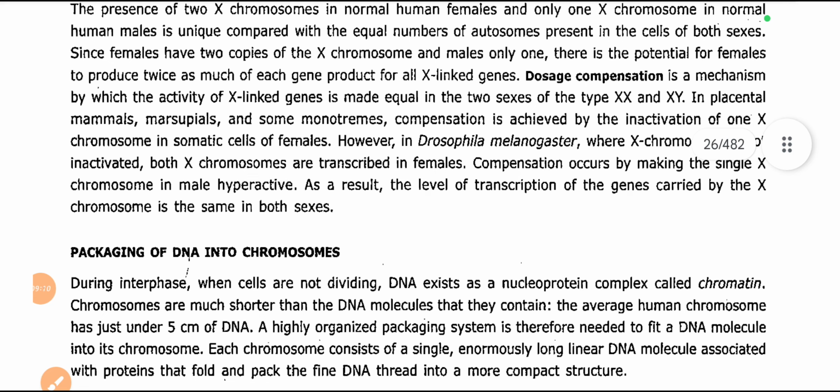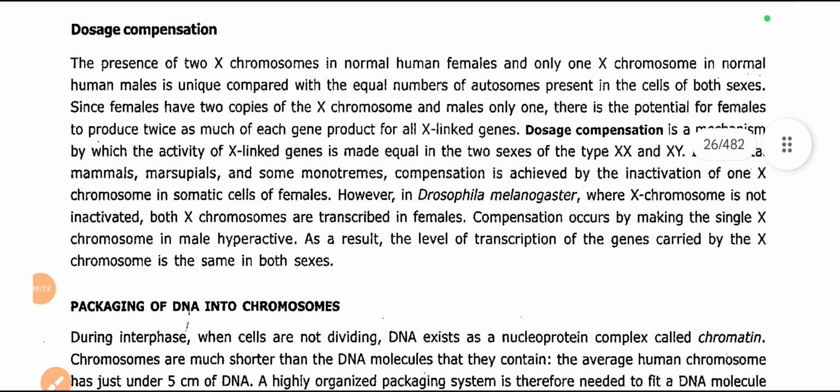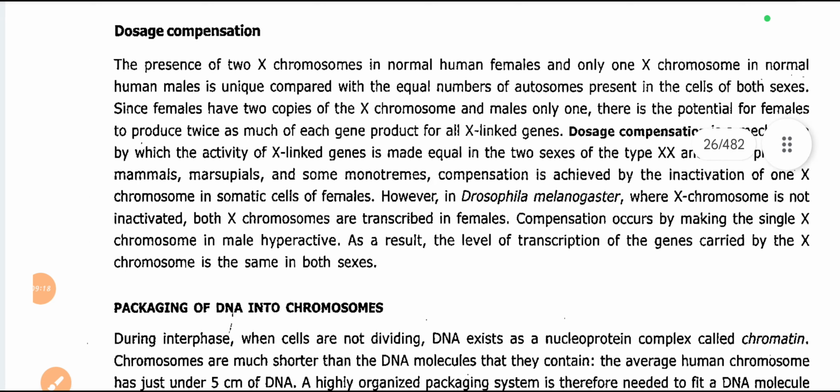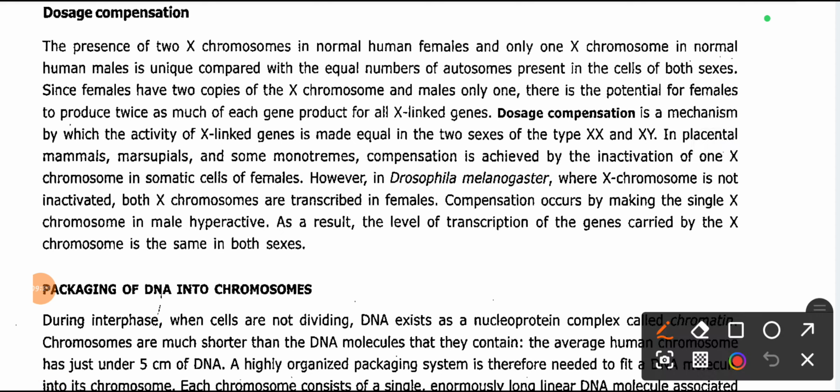Since females have two copies of the X chromosome and males have only one, there is potential for females to produce twice as much gene product for all X-linked genes. If both X chromosomes were active, females could produce twice as much gene product as males. So dosage compensation is important: it is the activity by which X-linked gene expression is made equal in the two sexes, XX and XY.